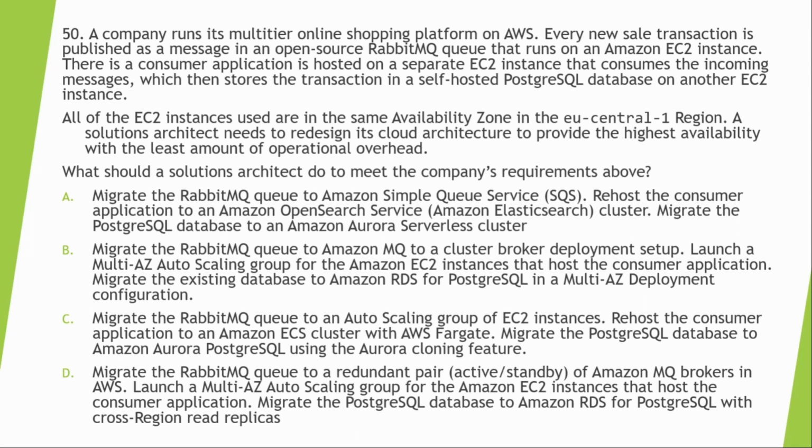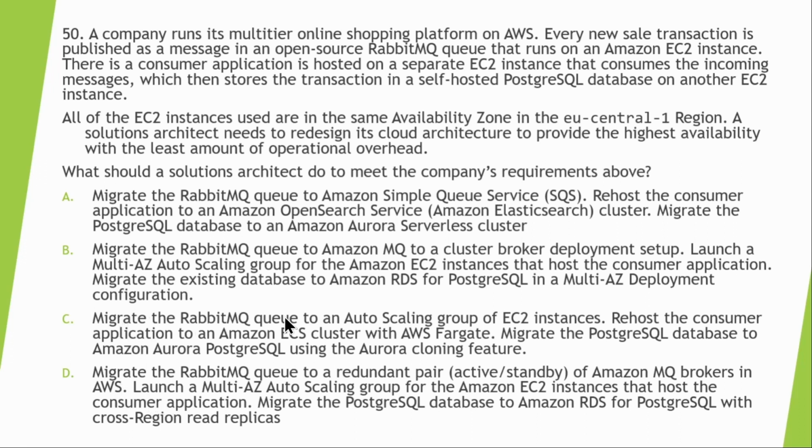Those who do not know Kafka, please let me know. I'm also planning to create a tutorial on that as well. Then they're saying launch a multi-AZ auto-scaling group of EC2 instances that host the consumer application. A better way, right? And then you can migrate the database into RDS for easy multi-AZ deployment configuration. So all these migrations will give the highest availability with the least amount of operation overhead. Let's see why the others are not correct.